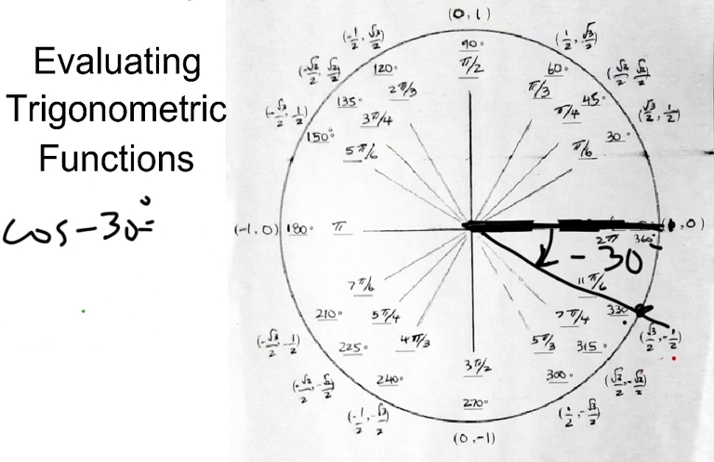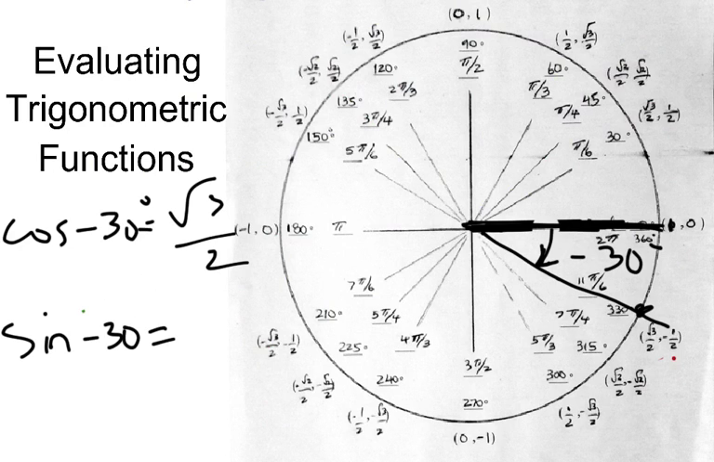So my cosine is square root 3 over 2, according to these coordinates that I'm looking at. Now I'm looking for my sine. Sine of negative 30. Then I know that's my negative 30 degree angle. My sine is negative 1/2. Okay? So that's basically how to find the cosine and the sine. Now, the other trigonometric functions depend on cosine and sine.